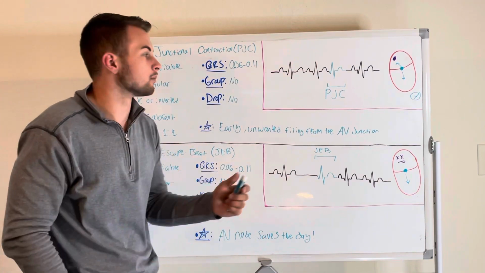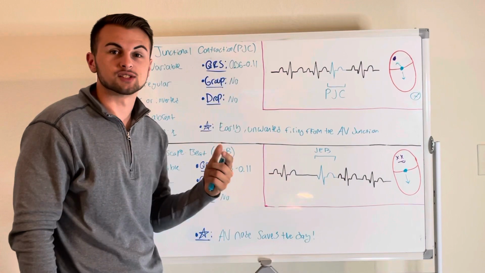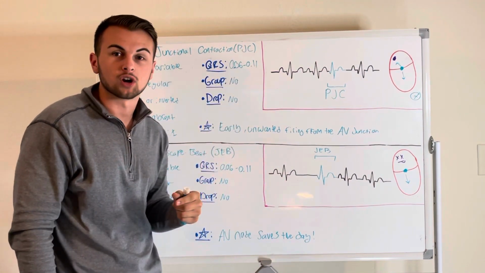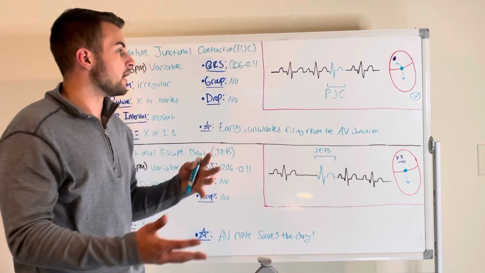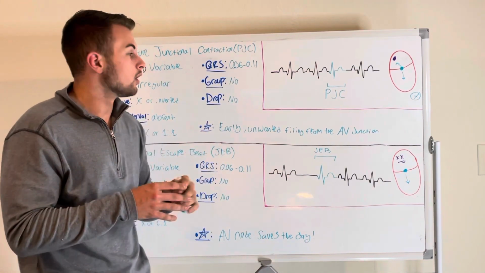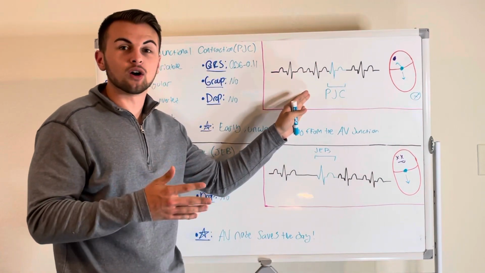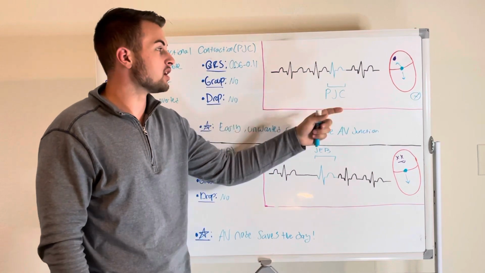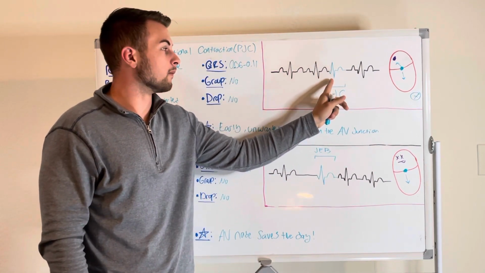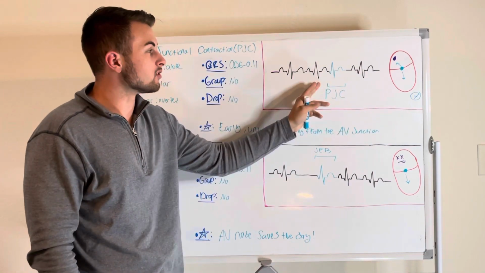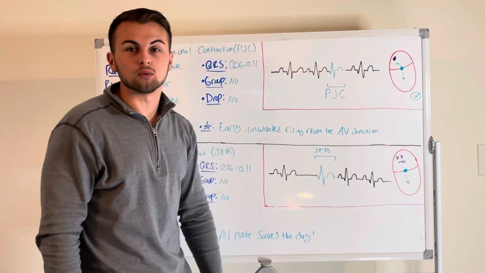The QRS complex is between 0.06 and 0.11 seconds. There are usually no groups and there are no dropped complexes. So basically, what do we need to know about premature junctional contractions? Simply put, the AV node may act as a temporary pacemaker. There can occasionally be groupings of these PJCs back to back to back. And there may even be some inverted P waves.